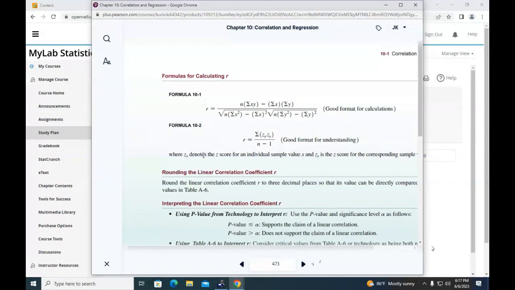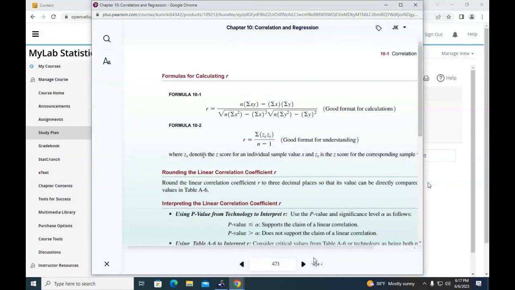What this means is the sum of the products of the x, y's times how many there are, minus the sum of all the x's times the sum of all the y's, and so on. The calculator does all this, and it gives us this value, r. The r is the sample.